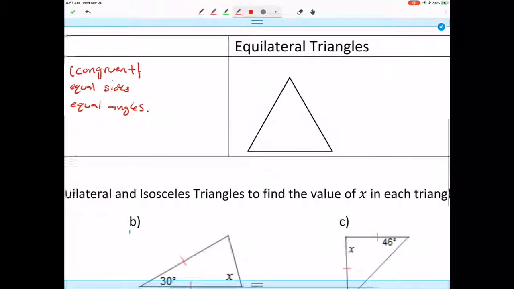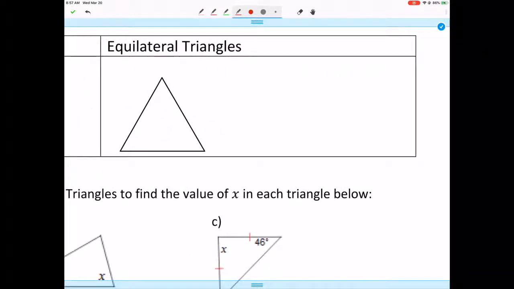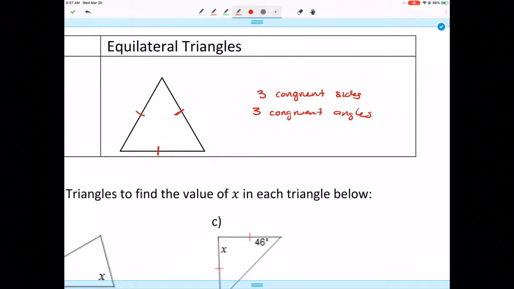Okay, equilateral triangles, just like the isosceles, we have congruent angles, but this time we actually have three. So we have three congruent sides and three congruent angles. Okay, so these would be the same angles.